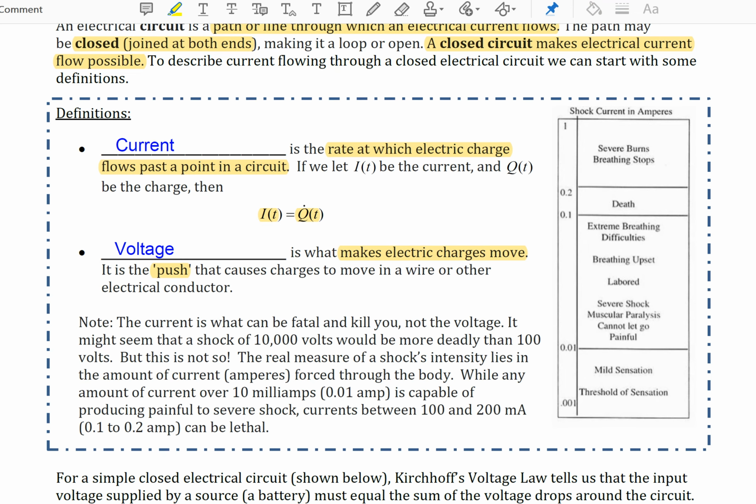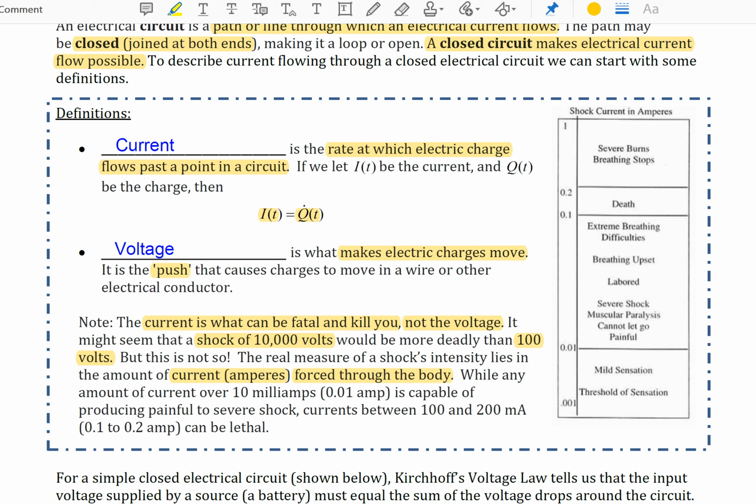So a note to us. It is the current that can be fatal and kill you, not the voltage. So to some people it may seem that a shock of 10,000 volts would be more deadly than a shock of 100 volts. But this is not so. The real measure of a shock's intensity lies in the amount of current, measured in amperes, that is forced through your body.